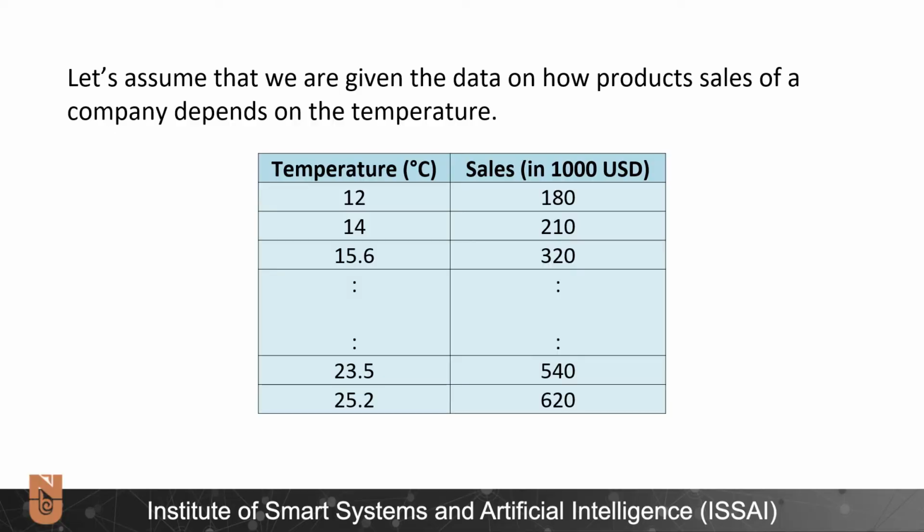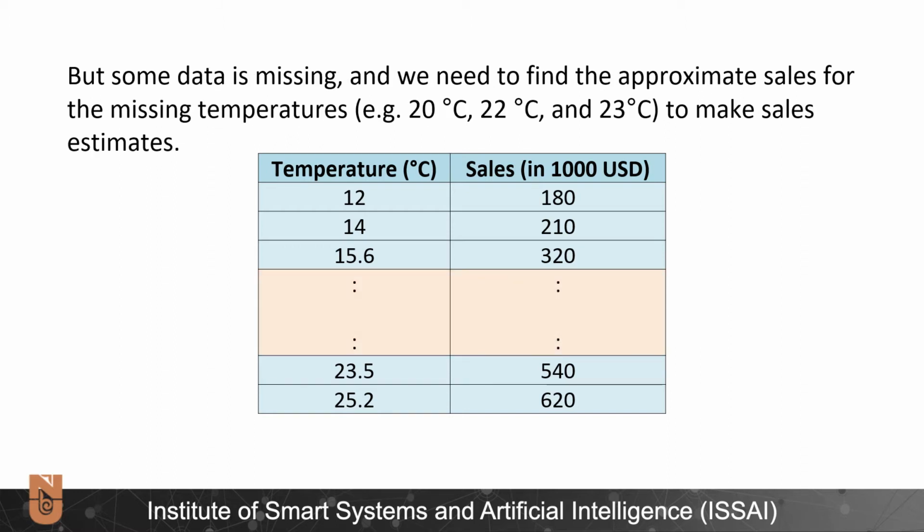Let's assume that we are given the data on how product sales of a company depends on the temperature. And now, having this data, we need to make sales estimates. But as we see, the data is missing for some temperature values, and one way to overcome this issue is to find the approximate sales for those missing temperatures.